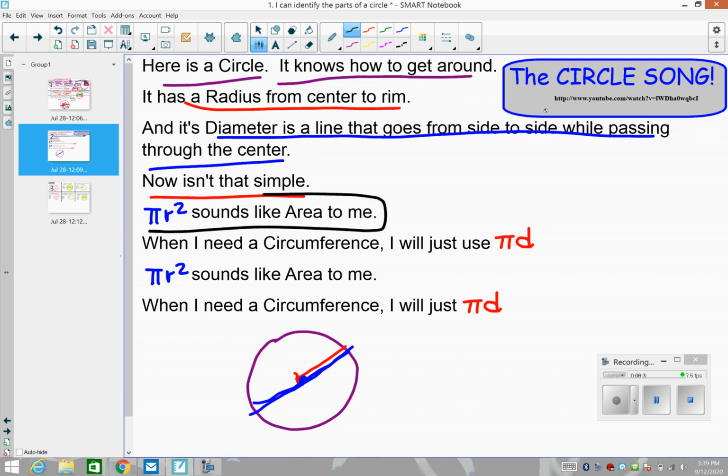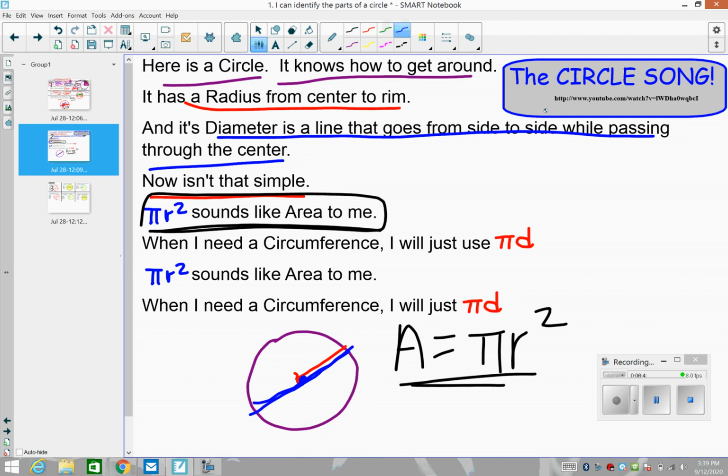Area formula kicks in, and this is what we'll talk about in the next lesson. Pi r squared sounds like area to me. Ask your older siblings if they had me. When I need a circumference, I'll just use pi d. They know the moves. Ask them, ask them.